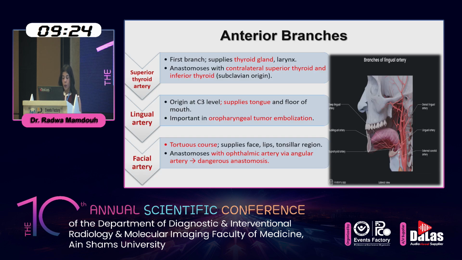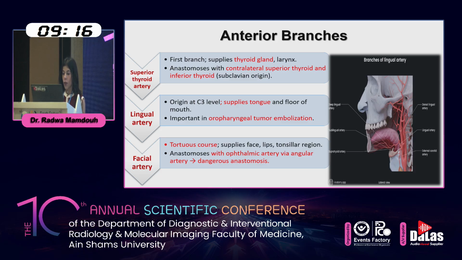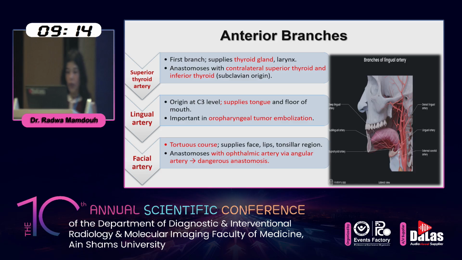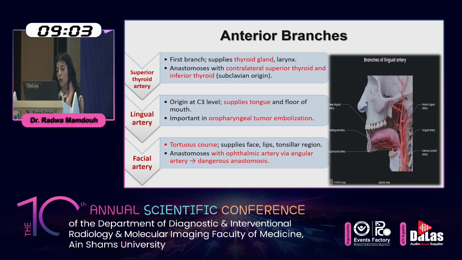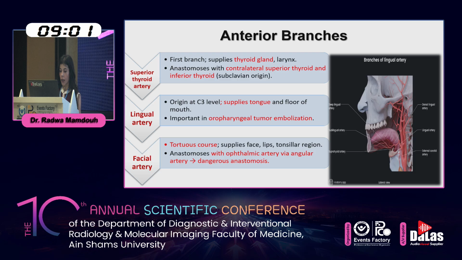The anterior group includes the superior thyroid artery, lingual, and facial. The superior thyroid supplies obviously the thyroid gland and anastomoses with the contralateral superior thyroid and inferior thyroids, which are our target in thyroid artery embolization in patients of Graves. The lingual artery arises from the C3 level and supplies the tongue, which is important in oropharyngeal tumor embolization.